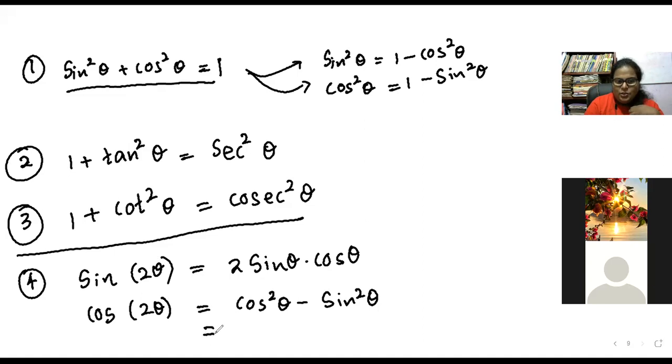So the next one for cos 2 theta, this is the fifth one. We can write cos 2 theta like 2 cos square theta minus 1. As well, we can write this one as 1 minus 2 sine square theta.